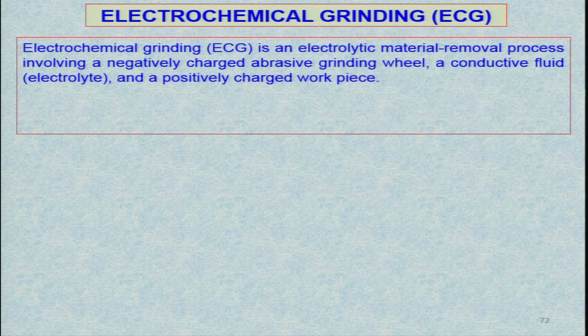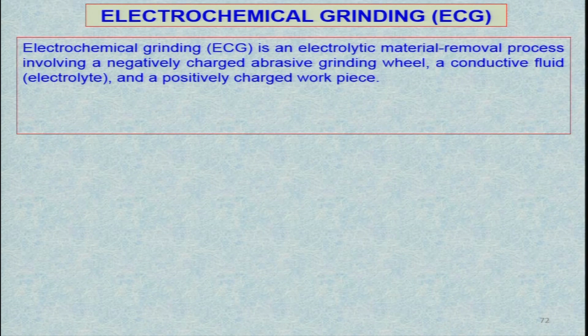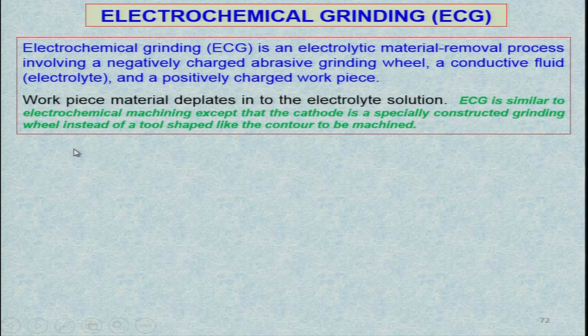Electrochemical grinding process, again this is a hybrid process, as I have mentioned to you, that electrochemical machining and grinding, both these processes have been combined together, and this hybrid process is known as the electrochemical grinding process. Now, ECG is an electrolytic material removal process involving a negatively charged abrasive grinding wheel, a conductive fluid, that is electrolyte, and a positively charged workpiece. So, workpiece material depletes into the electrolyte solution.